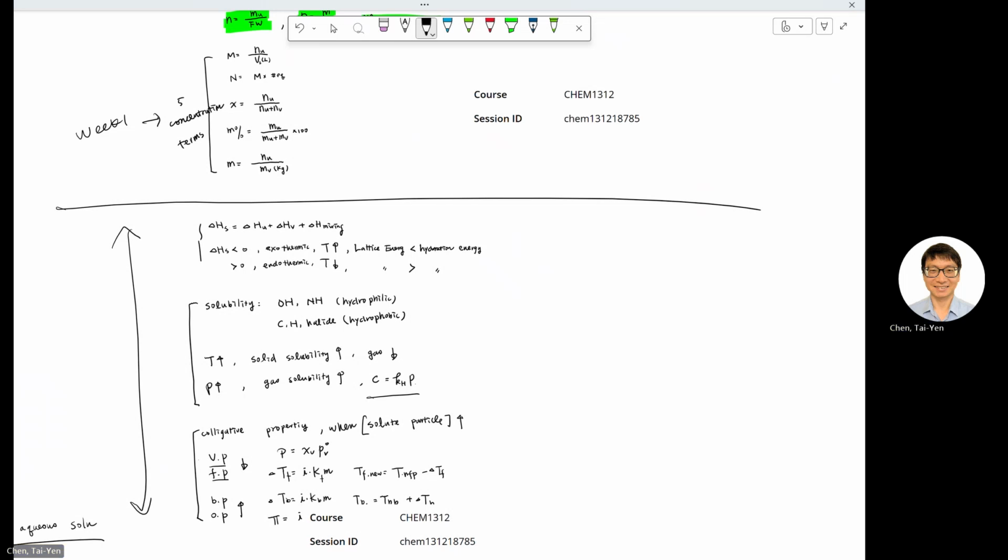Okay, so what we're going to go through is this quantity called delta H solution. Okay, everybody know? Anyone know what delta H means? Change of what? Enthalpy? Energy, a form of energy, right?